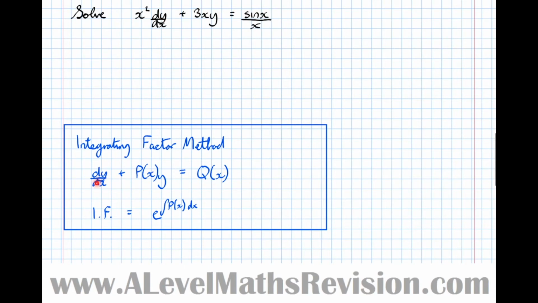It's not the form dy by dx on its own plus a function of x times y equals a function of x. We can see that there's an x squared attached to the dy by dx, whereas really we need nothing attached to dy by dx. So let's then rearrange it into the required form to get the integrating factor. So dividing by x squared, we get dy by dx plus 3 over x times y equals sin x over x cubed.